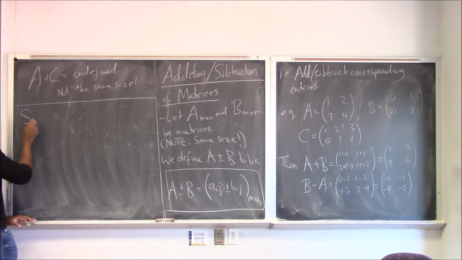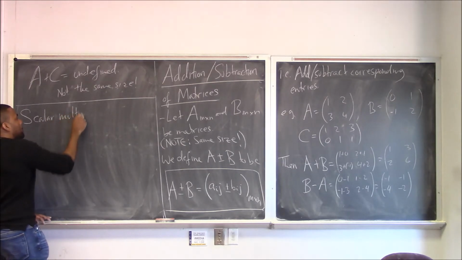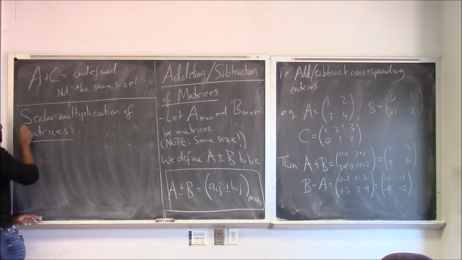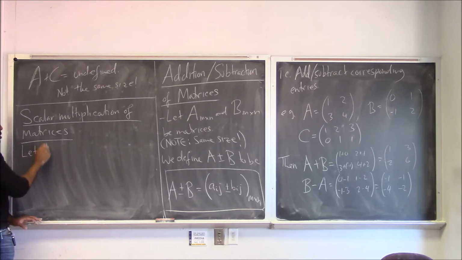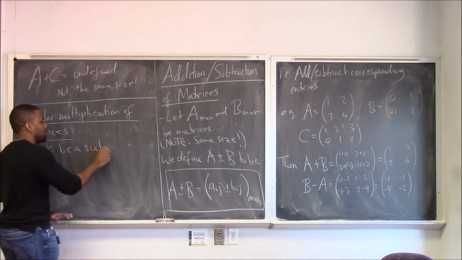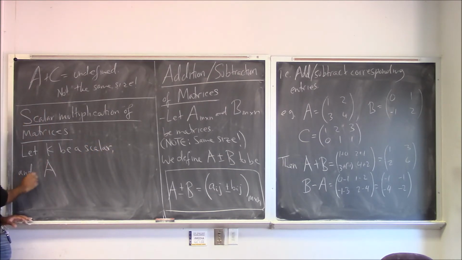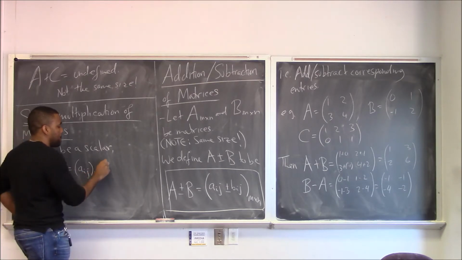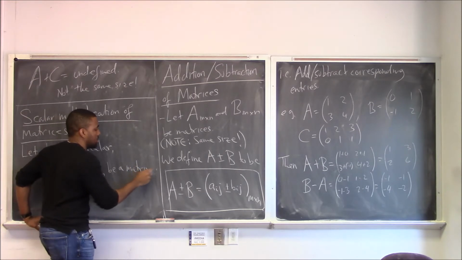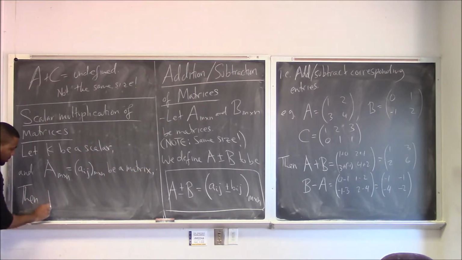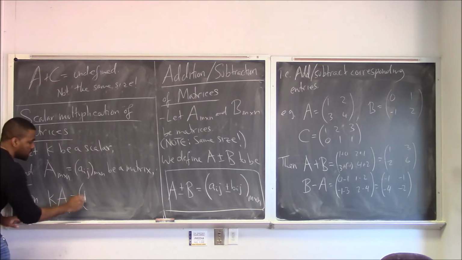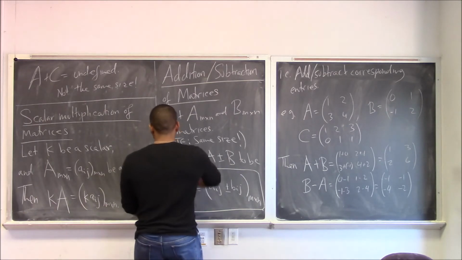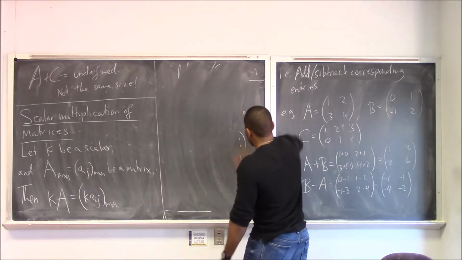We can also talk about scalar multiplication of matrices. Let k be a scalar, and A equals aij, m by n, be a matrix, then the scalar multiple of A, kA, is defined to be the matrix in which each entry is multiplied by the scalar. Sort of how we do with vectors. You multiply by a scalar, you just multiply every component by that scalar.